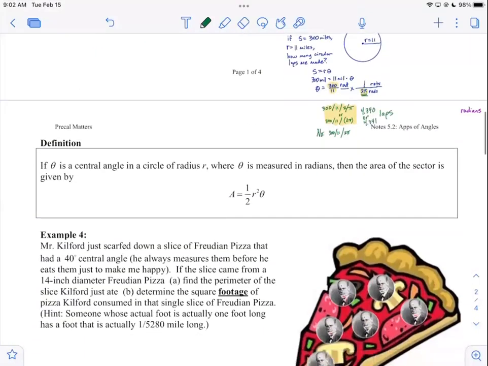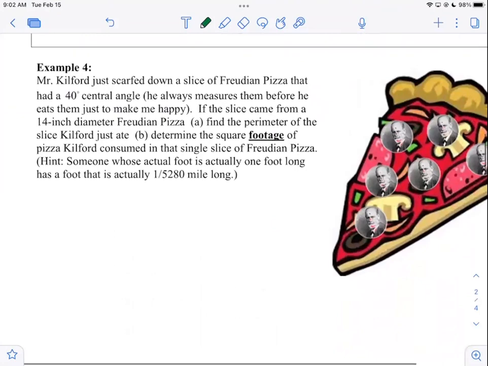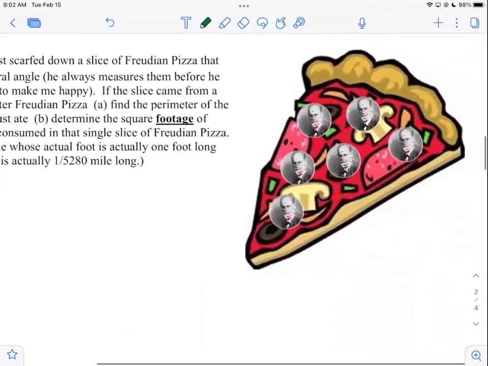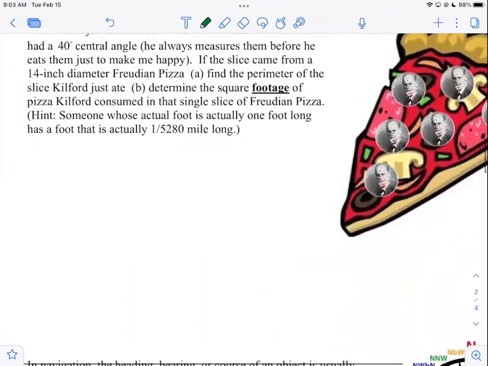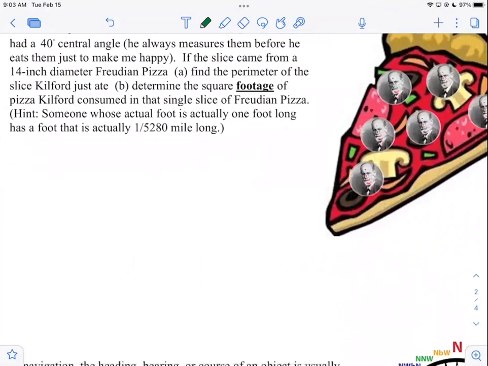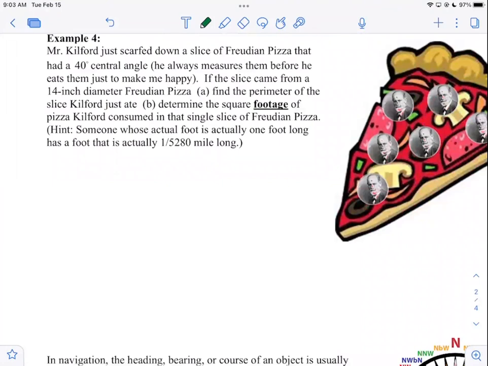So let's get back to what we were doing yesterday. We were trying to determine what the perimeter, square footage and all that stuff was. So let's do part B. We want to know what the area of the slice is.